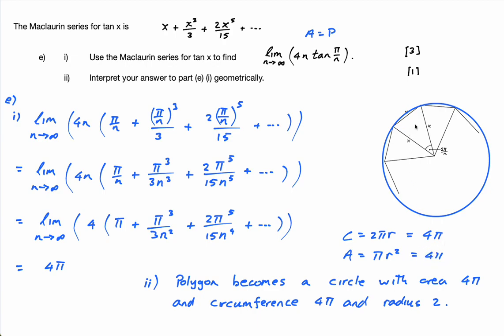But it makes sense if you think about it intuitively. As n gets bigger and bigger, you just end up with this kind of infinite number of sides, which is ultimately a circle. Okay, that's part E.